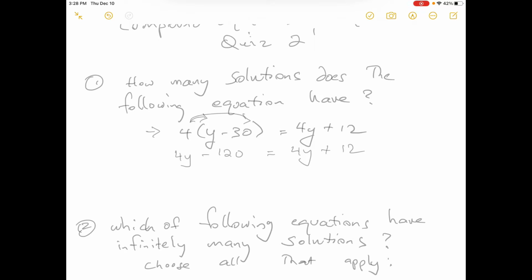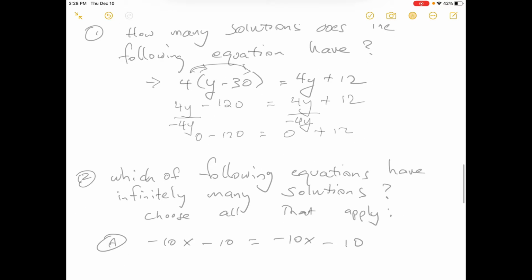And now we'll look at this. How many solutions? We do notice that there's a 4y over here and there's a 4y here. So something's funny about that. Well, we can basically not guess. We can just subtract 4y from both sides. It's an equation, right? So we can continually go back to our principles. We get 0 minus 120 equals basically 0 plus 12.